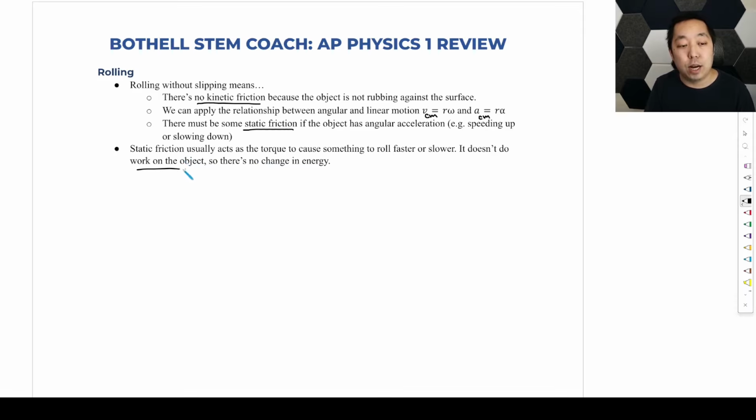It doesn't do work on the object. This is a super important thing, is that static friction, because it's not rubbing against the surface, does not actually do work. So there's no change in energy when we roll without slipping there. All right, or at least the friction is not causing a change in energy. We still do conservation of energy.